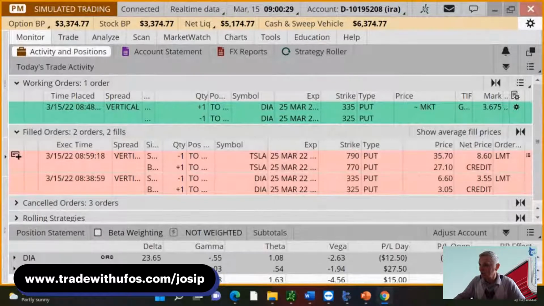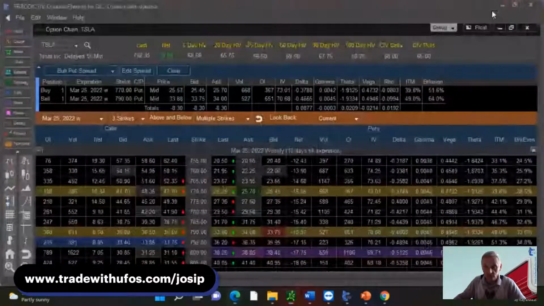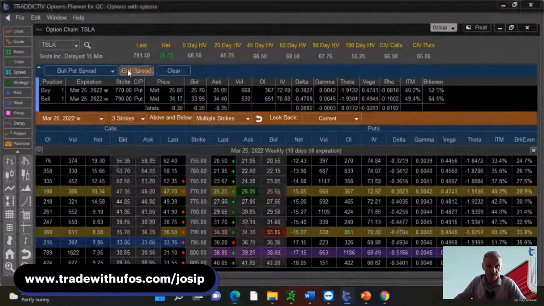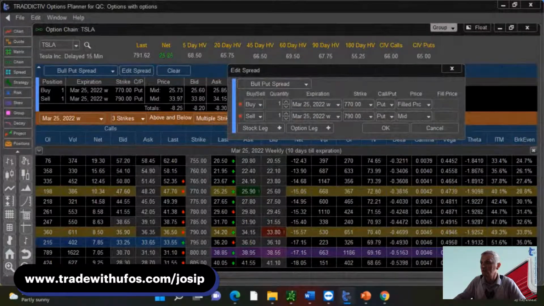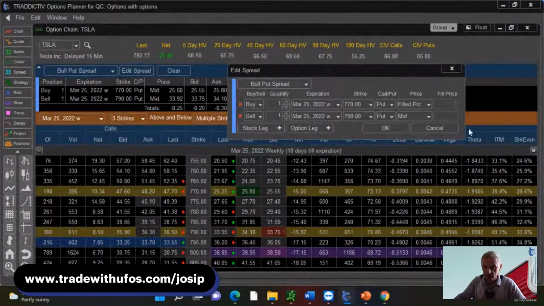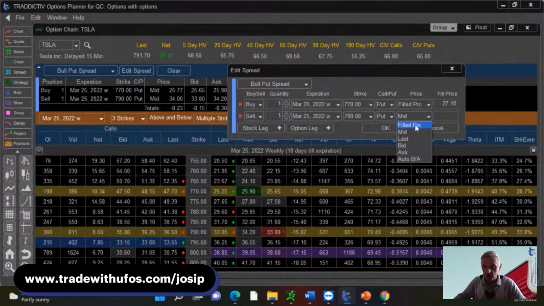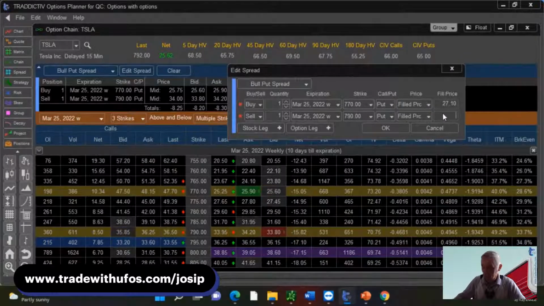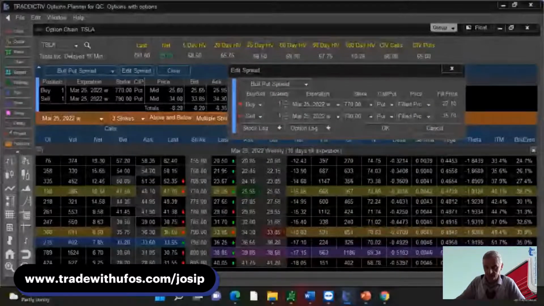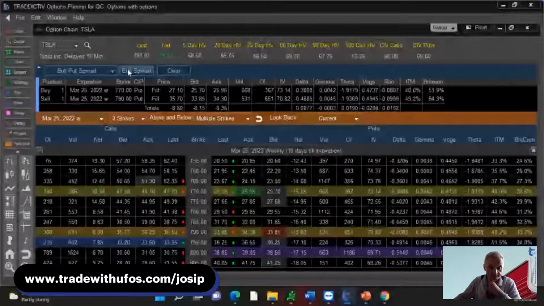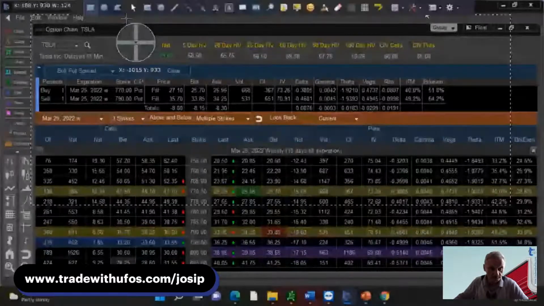The session is going to go just a couple minutes longer, so please be patient with me because I want to make sure I've got all the pieces together. So I edit the spread. I change this to the fill, and I got filled on 770 for $27.10, while on the one that I'm selling, I got $35.70. So think about this. Right now, it gives me 860. Okay, 860. Let me just take that snapshot.